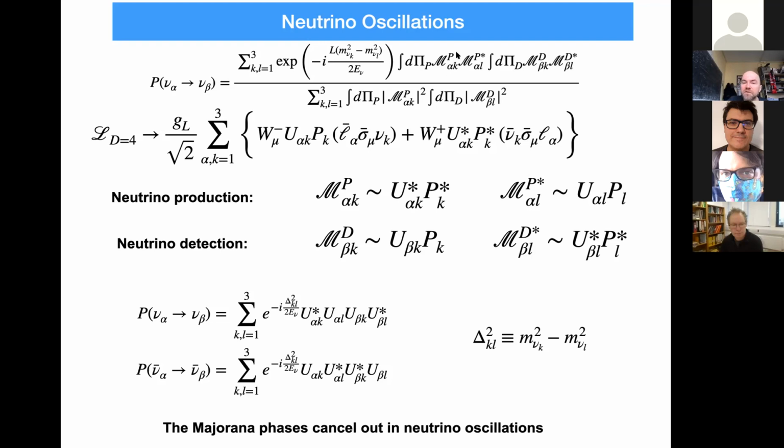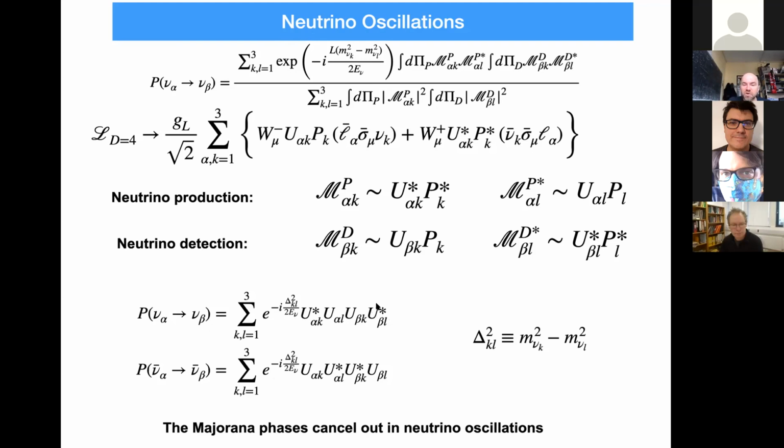And here upstairs, you see that you have production factors and detection factors organized in a particular way, and summed over all the mass eigenstates. So you put U star U for the production, and you put U star for the detection, and lo and behold, this is the formula for the oscillation probability, if you also put this exponential factor from the neutrino oscillation. So this is a very simple way you can derive the formula for the oscillation probability of neutrinos.